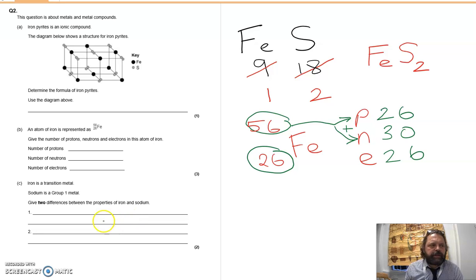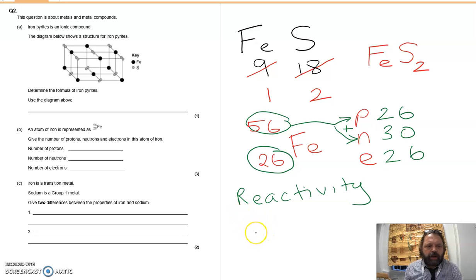Final question here is asking you to think about the differences between group 1 metals, in this case sodium, and transition metals, in this case iron, and a few key facts. So we should know that we could compare these metals in terms of their reactivity. So we can write a sentence that compares which is the most reactive, and we can say sodium is more reactive than iron. It's in group 1.